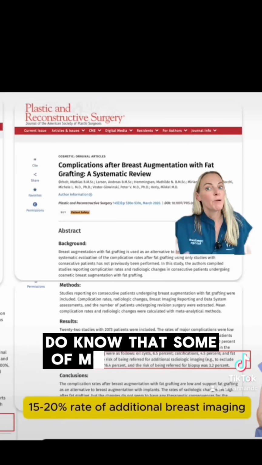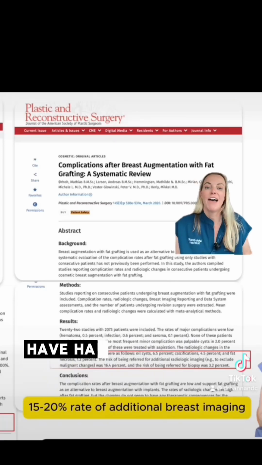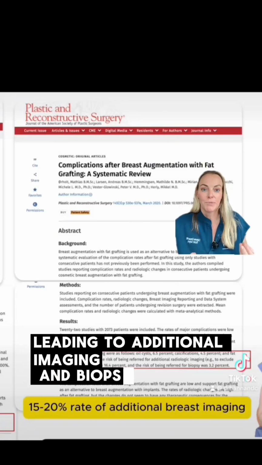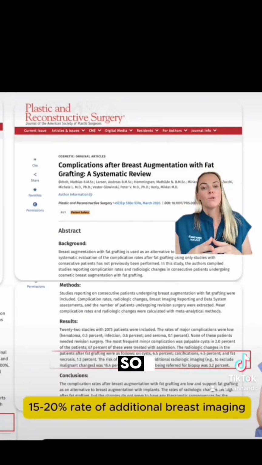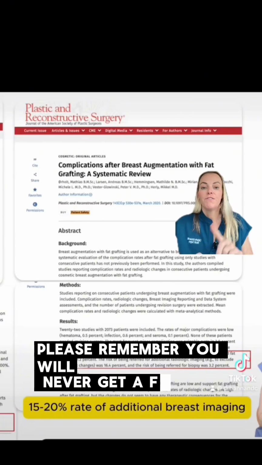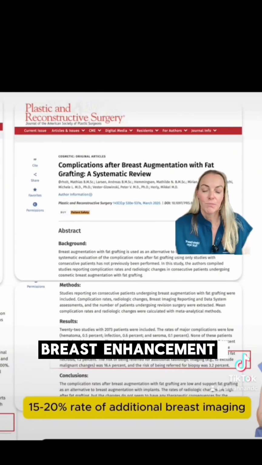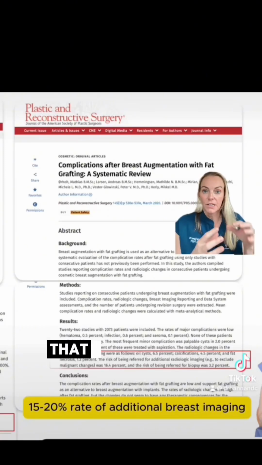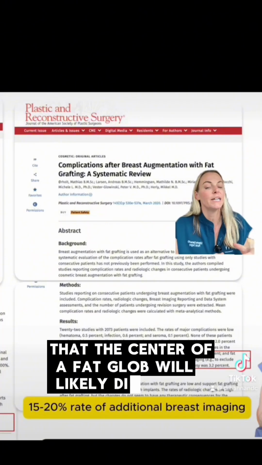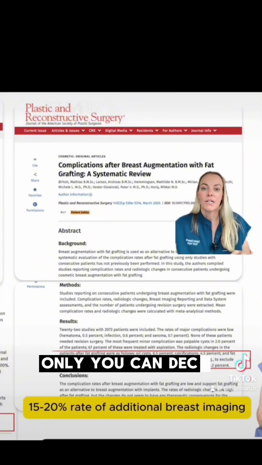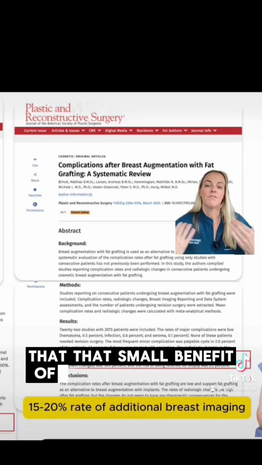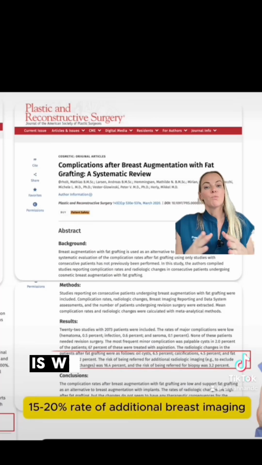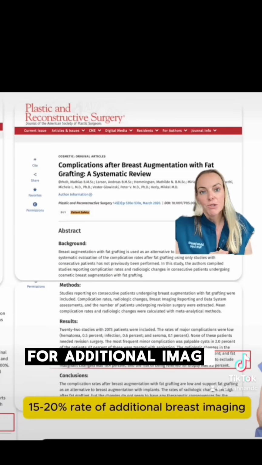But do know that some of my breast reconstruction patients have had fat necrosis in their reconstructed breasts, leading to additional imaging and biopsies and anxiety. So please remember, you will never get a full cup breast enhancement out of fat transfer because of that physiology that I explained, that the center of a fat glob will likely die. So only you can decide that that small benefit of potential maybe medial cleavage or upper cleavage is worth the potential for additional imaging and biopsies.